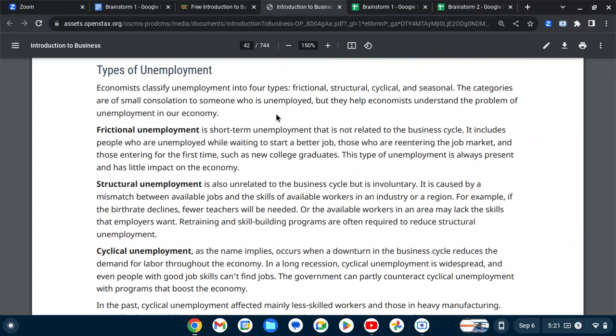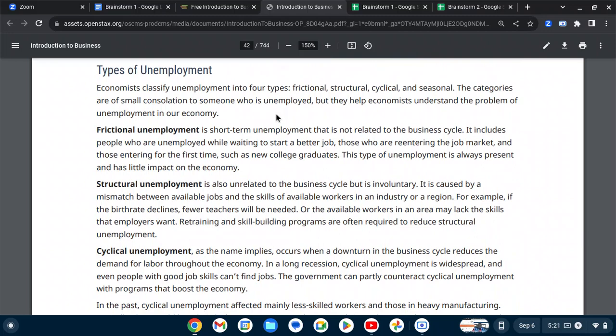in our economy. Frictional unemployment is short-term unemployment that is not related to the business cycle. It includes people who are unemployed while waiting to start a better job, those who are re-entering the job market, and those entering for the first time, such as new college graduates. This type of unemployment is always present and has little impact on the economy.